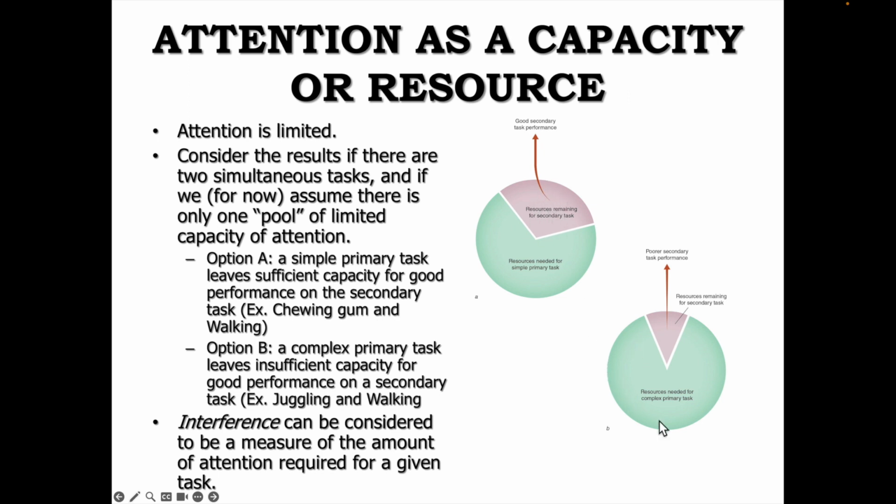Versus option B would be like here. Juggling is like this green where we have to focus most of our attention on it. Therefore, we can focus only a limited amount of attention on walking. Therefore, our walking performance will be hurt in this example down here, versus won't be hurt in this example up here.